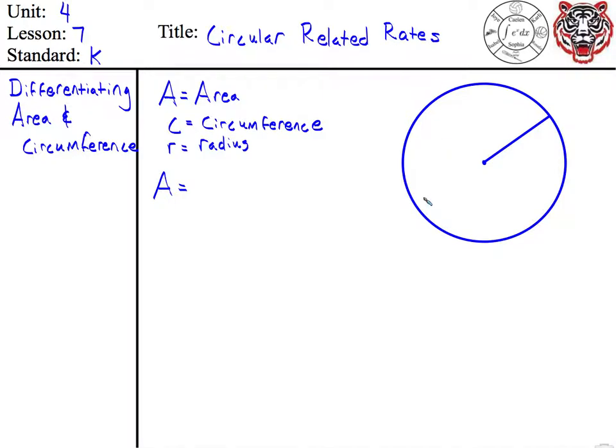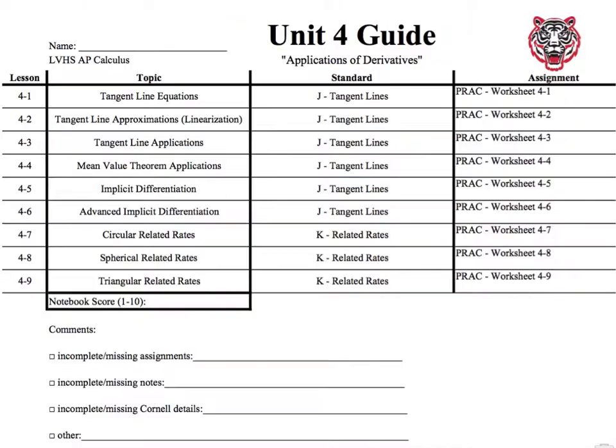All right, this is going to be AP Calculus Unit 4, Lesson 7. We are talking about circular related rates. So where are we in our unit guide? We are on 4-7. From here on out until the end of the unit, we are on related rates, standard K or power standard K. And you girls are going to be gone on Friday, so that's going to be triangular related rates. We'll record a video for you then.